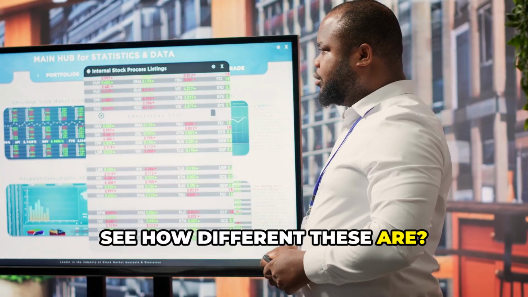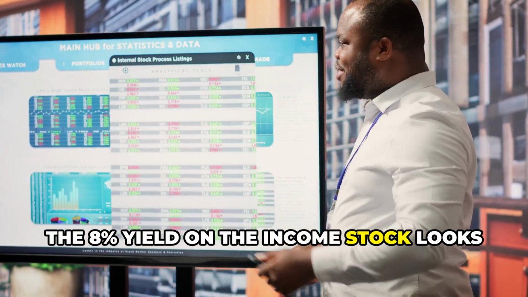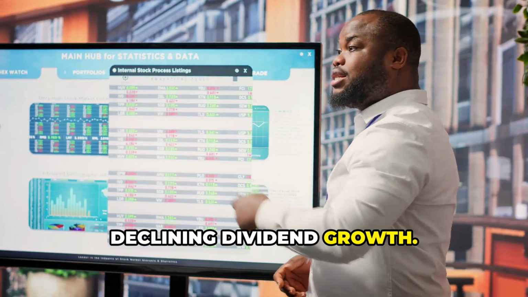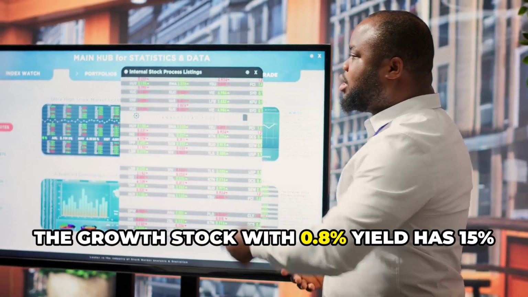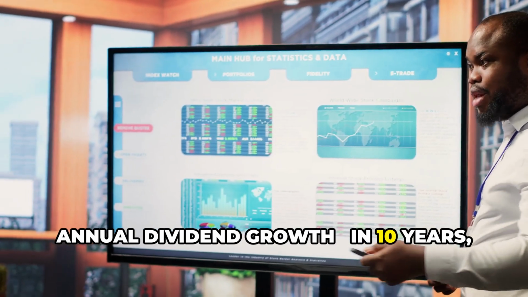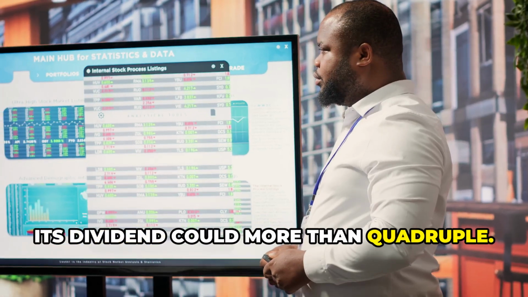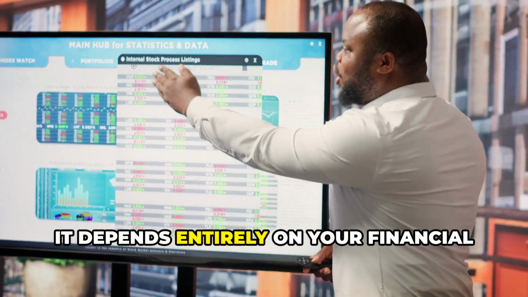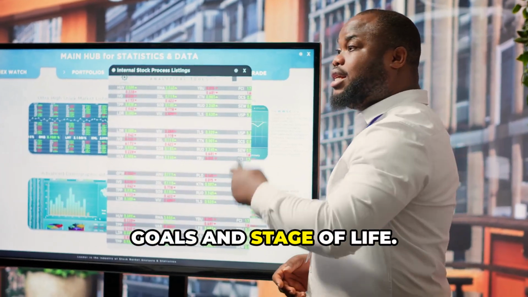See how different these are? The 8% yield on the income stock looks incredible, but notice it has flat to declining dividend growth. The growth stock with 0.8% yield has 15% annual dividend growth. In 10 years, its dividend could more than quadruple. There's no universally correct choice. It depends entirely on your financial goals and stage of life.